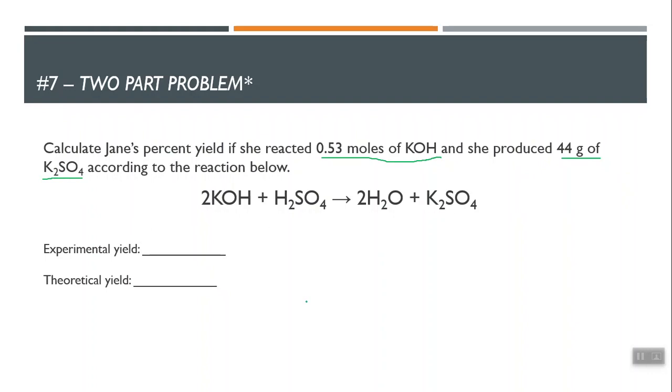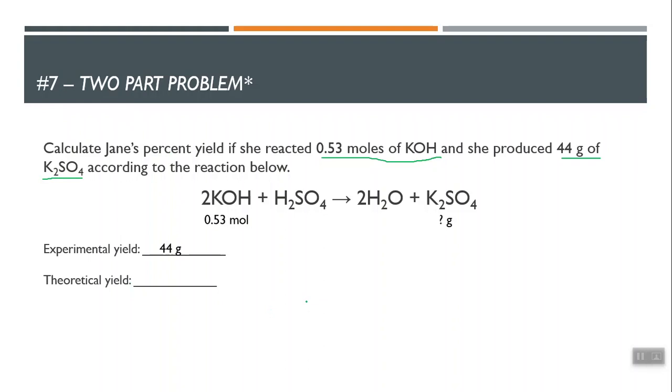Right, she produced 44 grams of potassium sulfate, right? So that's her experimental yield. So then does that mean that 0.53 moles is our theoretical yield? No, it means that that's what she started with. So again, this is a two-part problem. You need to figure out her theoretical yield. How much was she supposed to produce given that she started with 0.53 moles of potassium hydroxide, right?